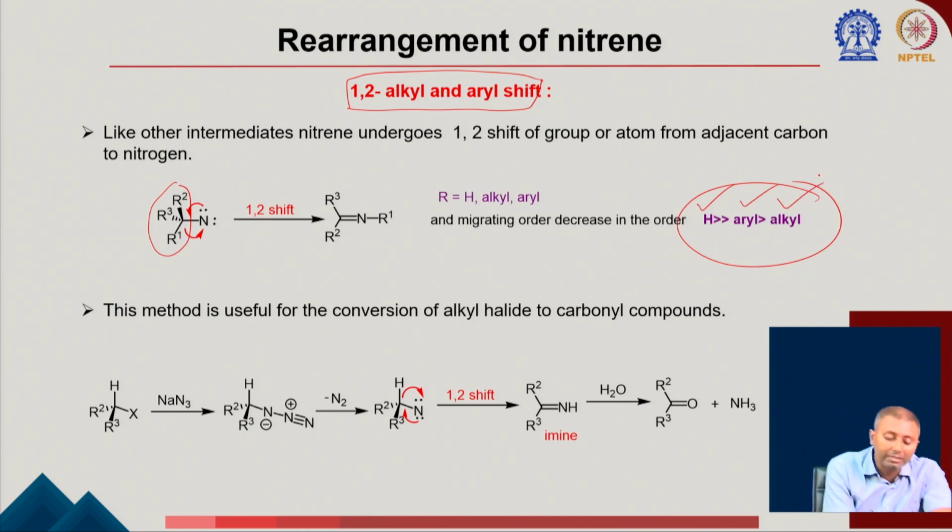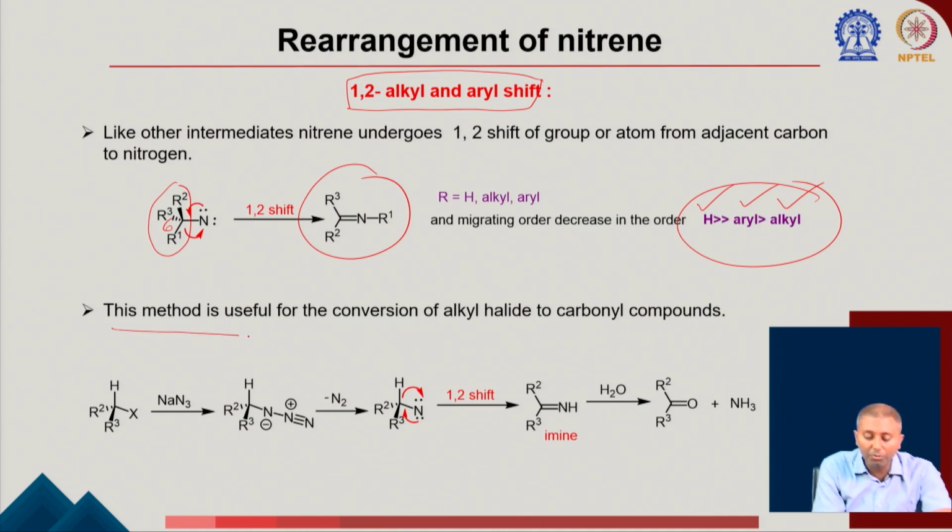Okay. So this is happening here, as you know that once this sigma bond electron density is given to this empty p orbital in the nitrene, at the same time the nitrene has the pair of electrons, it is going to transfer to the corresponding sigma star orbital to get to this product. Okay. So this method is very useful to convert alkyl halide to the corresponding carbonyl compound. So let us see how it is happening here.